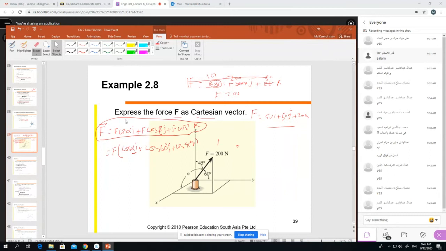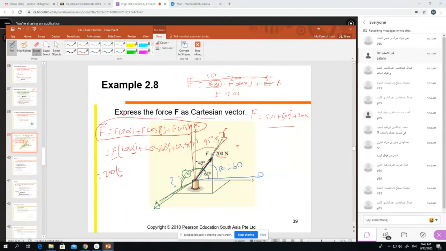Now they are fixed. Now I answer your question here. Where is our alpha? Please understand, otherwise it will be difficult. This is the x-axis, right? The angle between the x-axis and force F is alpha, and the angle between the y-axis and the force is beta. Beta equal to 60 degree. Alpha is not given, we don't know what alpha is. The angle between the z-axis and F is 45 degree, this is gamma, right? So we write down here, F equal to 200 is given.